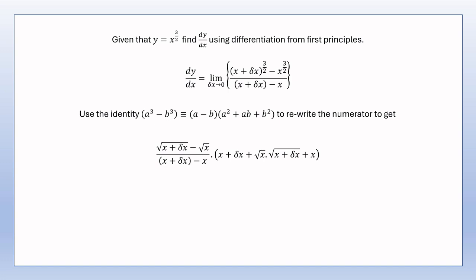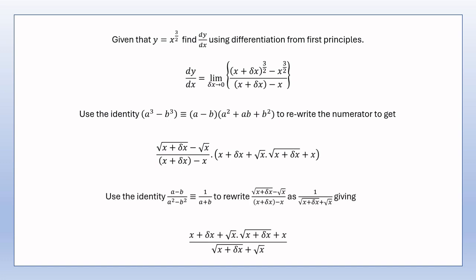And now use the identity a minus b over a squared minus b squared equals 1 over a plus b to rewrite the square root of x plus delta x minus the square root of x over x plus delta x minus x as 1 over the square root of x plus delta x plus the square root of x, giving the expression as shown on the screen now.